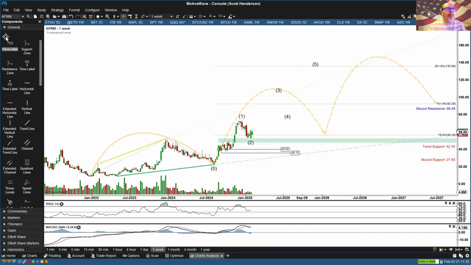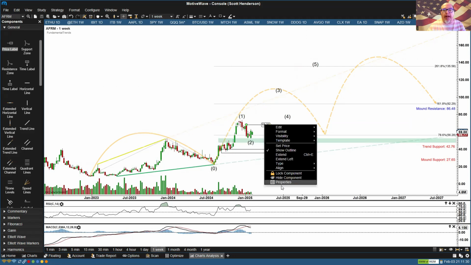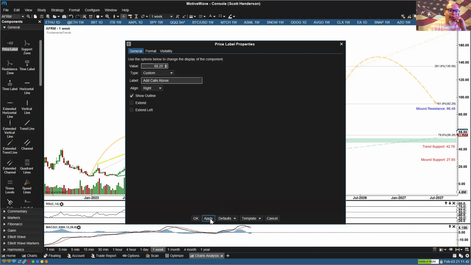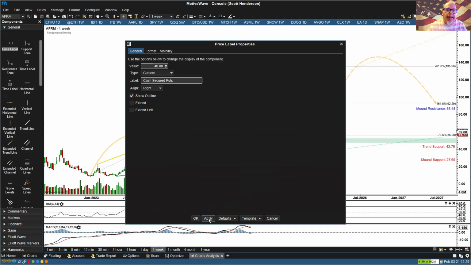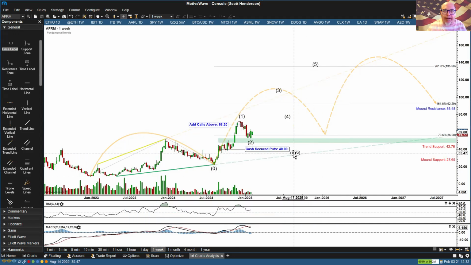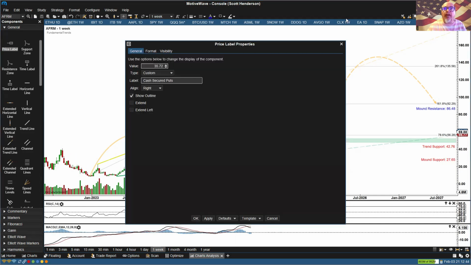And then again, we break out above. I'm going to print this chart, by the way, for you guys. So it's going to come in. I'm going to say add calls above 68.20. Right. Just now getting all of my templates rebuilt from deleting it all. Spent literally years creating everything. And so structurally, there's two targets that we want to look at.